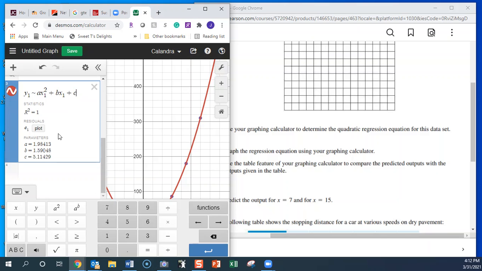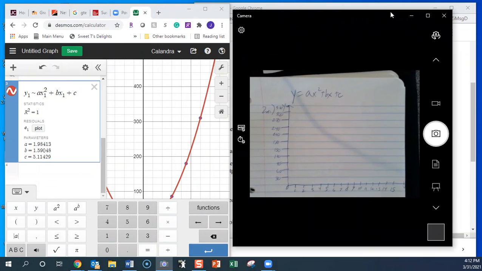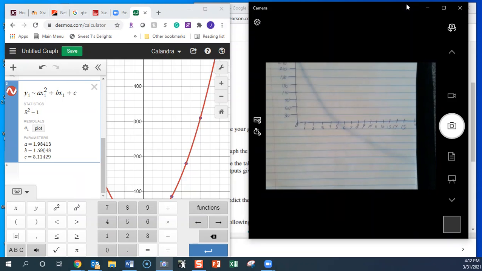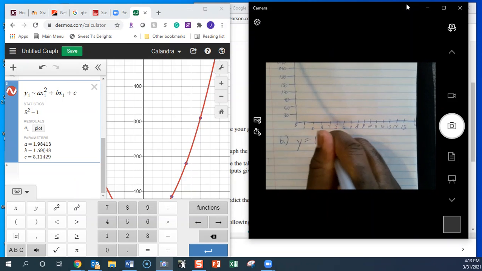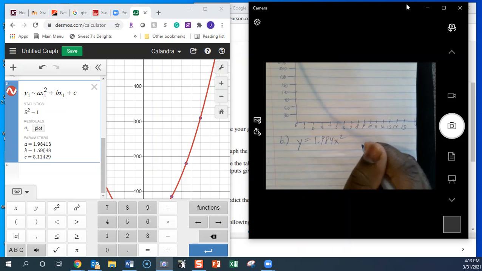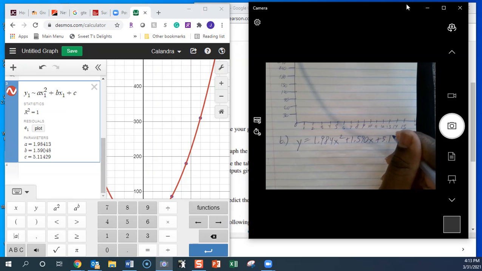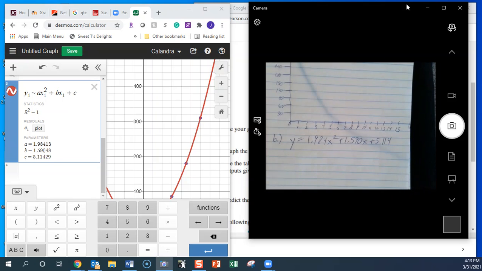So let me pull up this camera so we can write this down. I'm going to have to move this over a little bit. All right, so we're going to do B here. So we have y is equal to 1.984 x squared plus 1.590x plus c is 5.114. So that is our equation.